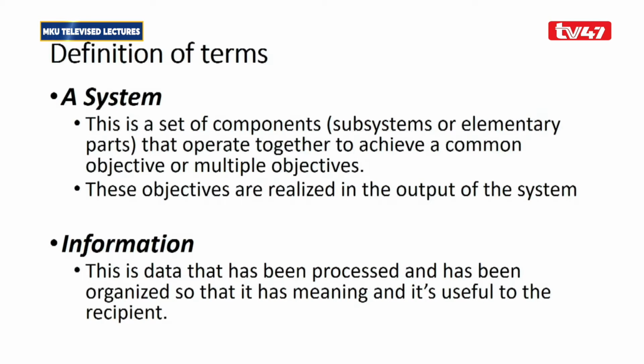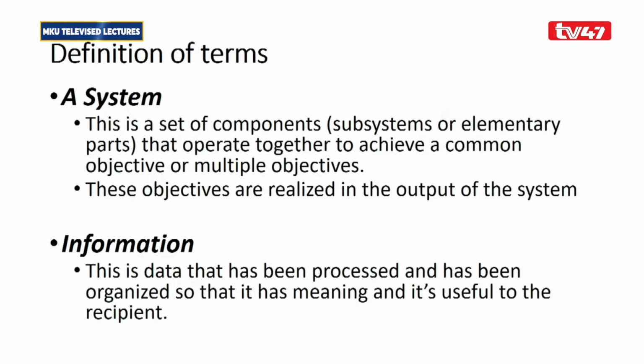So we'll define what is a system, and we say that a system is a set of components, that is subsystems or elementary parts, that operate together to achieve a common objective or multiple objectives. So every system has an objective it has to meet. It has a goal. It has a reason why we are creating it. So a system basically is a set of components that come together to perform a certain specific objective. Now, these objectives are realized in the output of the system. So what comes out of the system is usually the objective of that system.